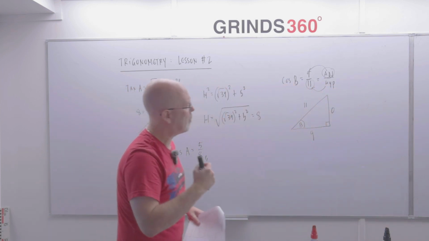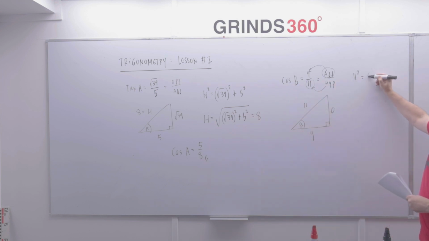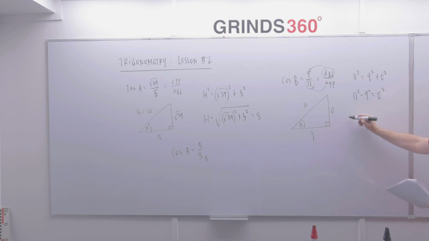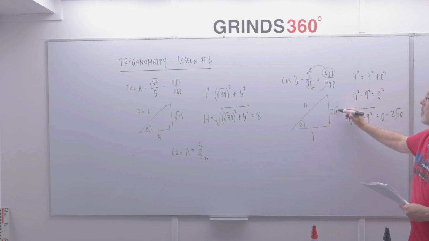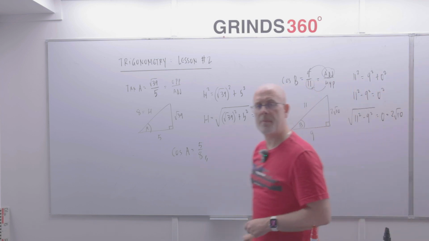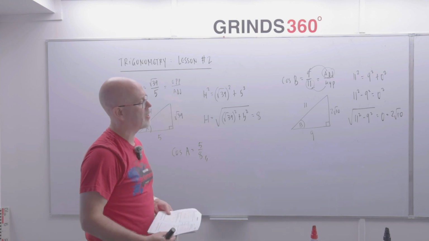Okay, so I'll find the opposite first. So using Pythagoras, 11 squared equals 9 squared plus the opposite squared. Subtract 9 squared from both sides. I get 11 squared minus 9 squared is equal to the opposite squared. And then take the square root of both sides, like that. And that comes out as a surd. That's 2 root 10. So this side here is 2 root 10. In our first lesson, we mentioned that if you get a surd answer, leave it like that unless you're told otherwise, to decimalize. So 2 root 10 there is the third side.